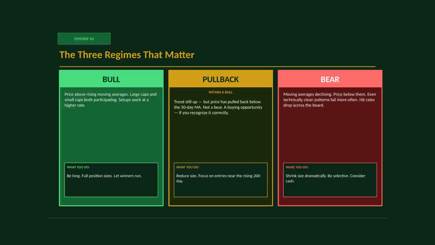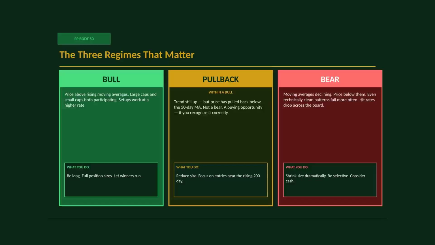Pullback within a bull. The trend is still up but price has pulled back below a shorter-term moving average. This is not a bear market, it's a buying opportunity. But you need to recognize it correctly, or you'll sell at exactly the wrong moment.